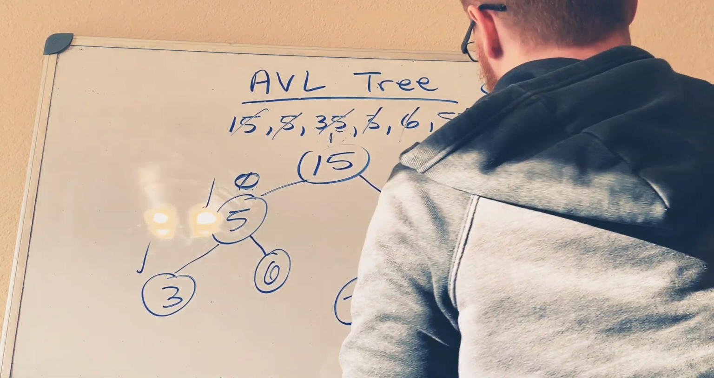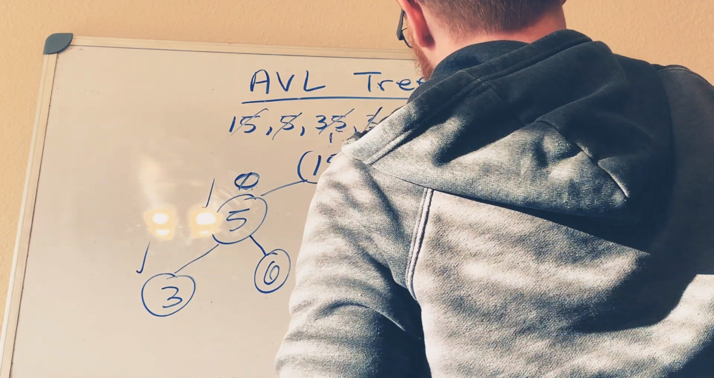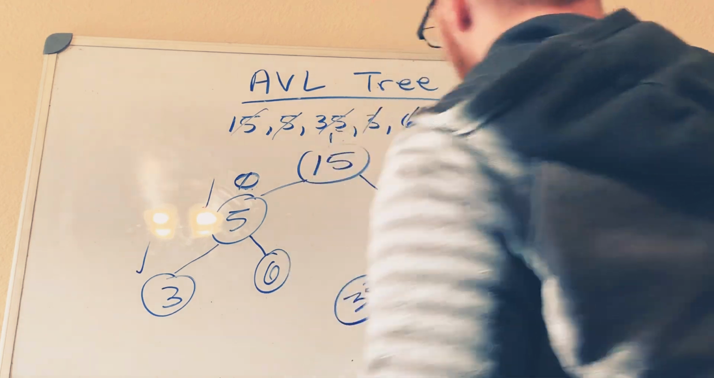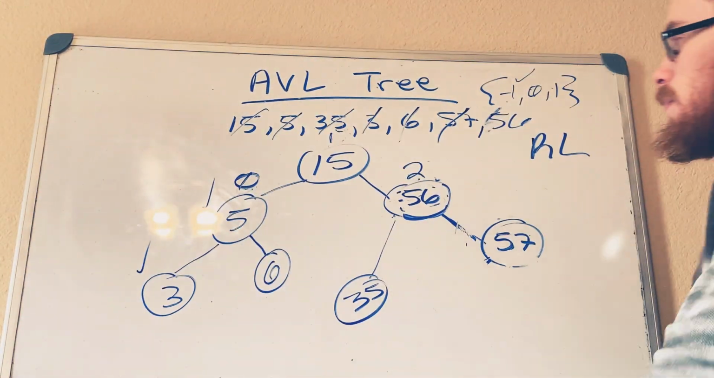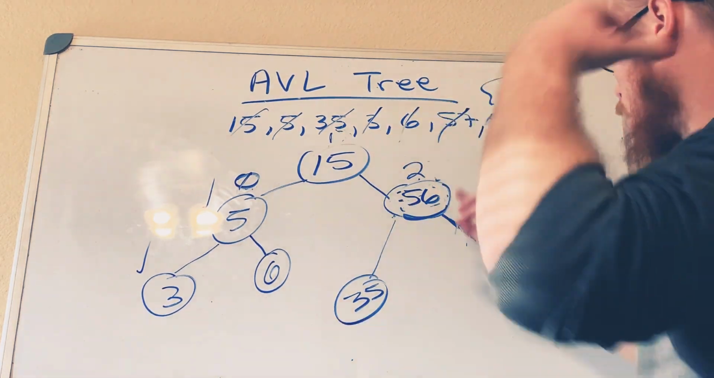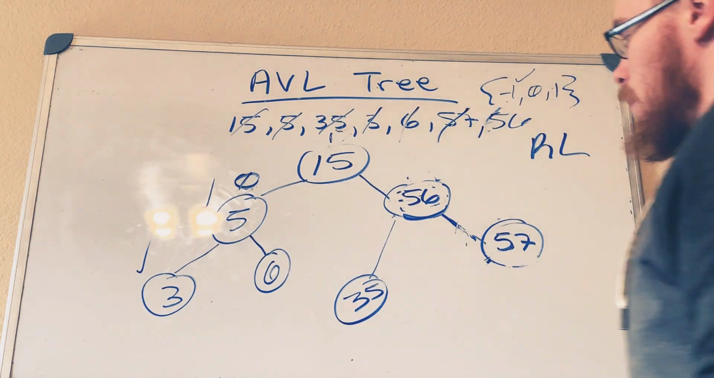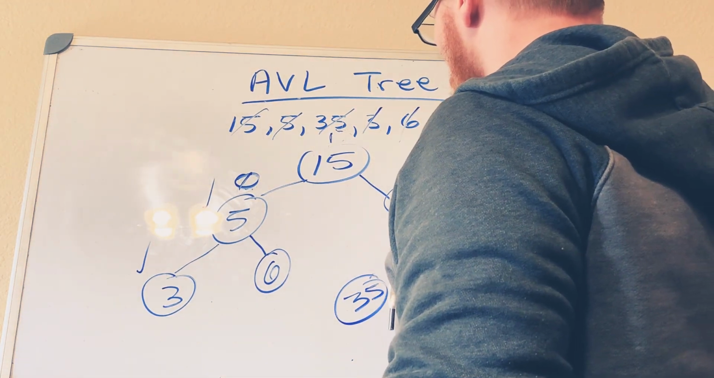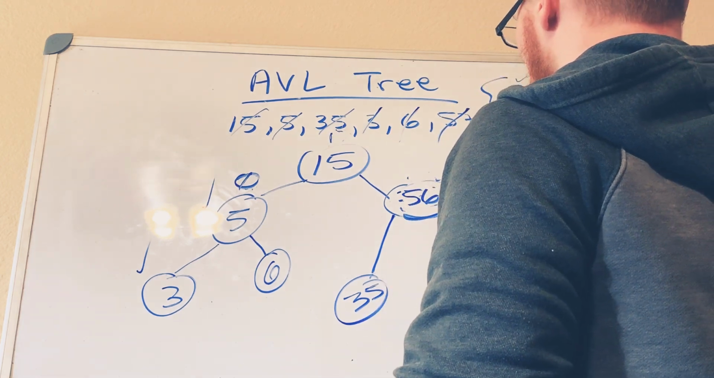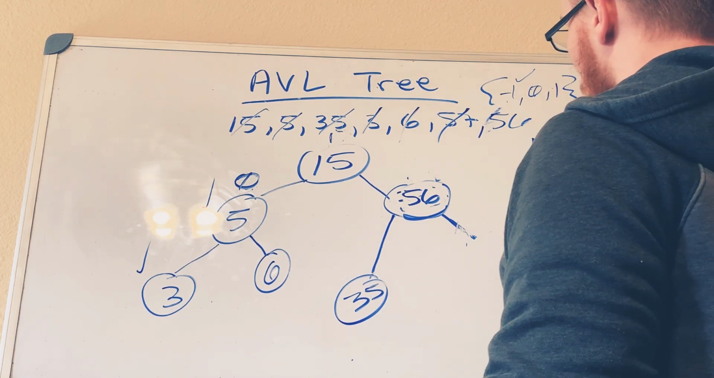So hopefully I didn't confuse you guys too much with that little mistake there where I did the wrong rotation, but you'll get the hang of it with a little bit of practice. I'm still showing you how the AVL tree is going to work. So let's get rid of this and let's check the balance of our tree. This is a little longer than the other one, but that's okay. Let's bring this down so it actually looks balanced.